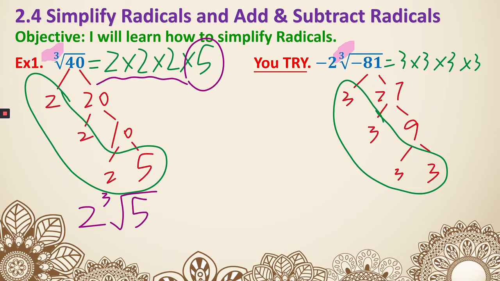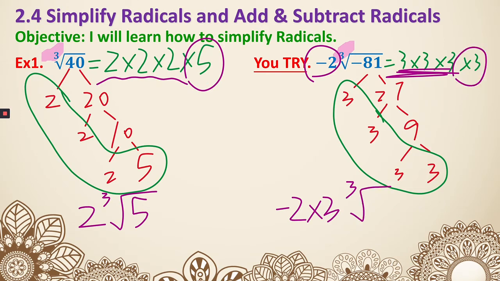So I have a triple of 3 right there. So I'm going to take it out, but don't forget I still have this number in the front. This is negative 2 times the 3 I took out, and I'm still left with a 3 inside. The negative 2 times the 3 is negative 6 cube root of 3.